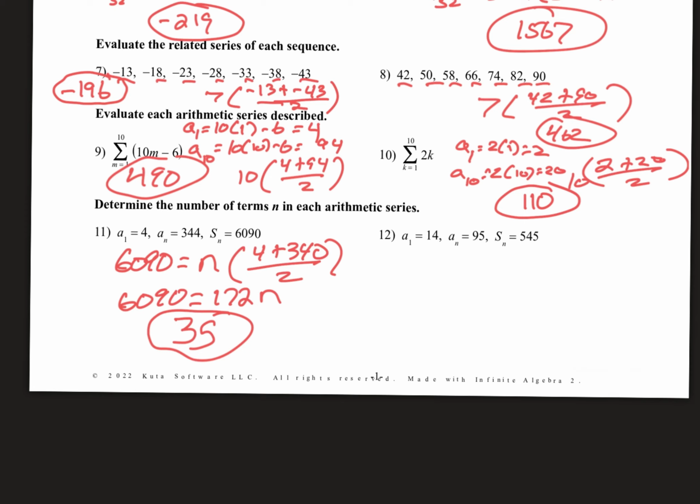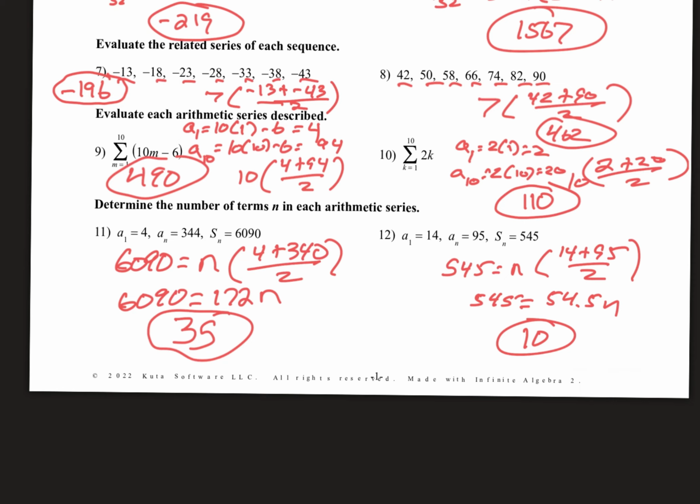So 35. Next one, 545 equals n times (14 plus 95) divided by 2. So 14 plus 95 divided by 2 is 54.5. 545 equals 54.5n. That would be 10.